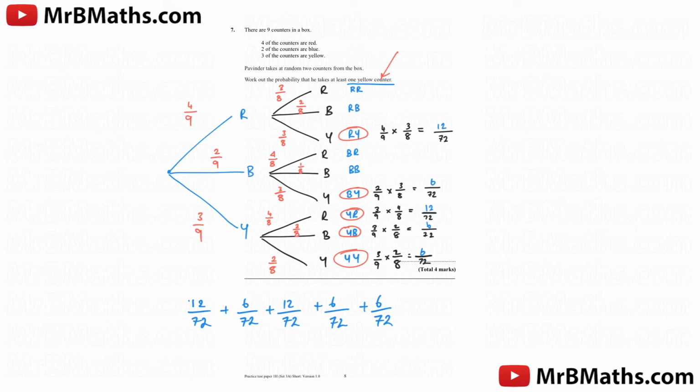I should have 1, 2, 3, 4, 5. Okay, if I add that all up, it stays over 72. What do I get? I get 12, 12, and 12. 36, 36 plus 6 will give me 42. And if you want, you could show that working out. Okay, but 42 out of 72 is your final answer.